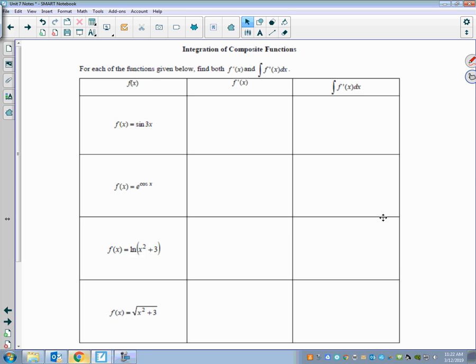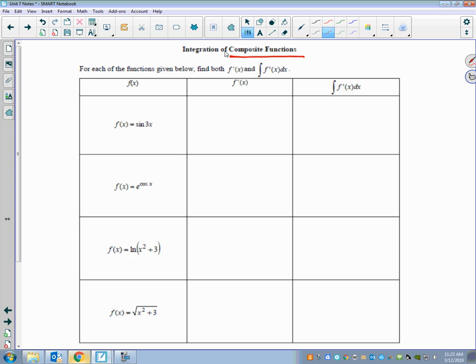Okay, so up until this point, we've integrated things that work out very nicely. And so this is going to start getting into more complicated things to integrate. So this talks about composite functions. And a composite function is like a function in a function, right? The f of g, g of f stuff.